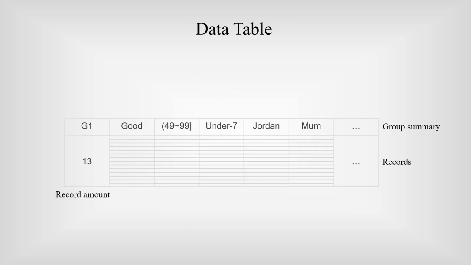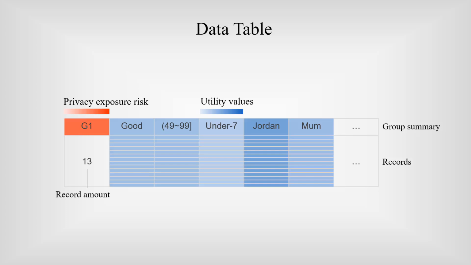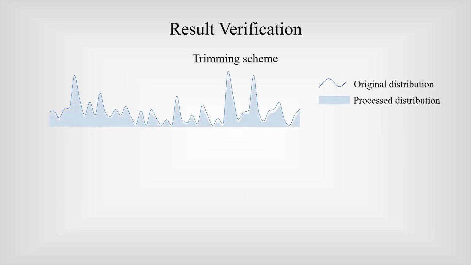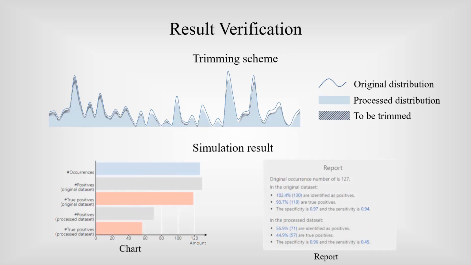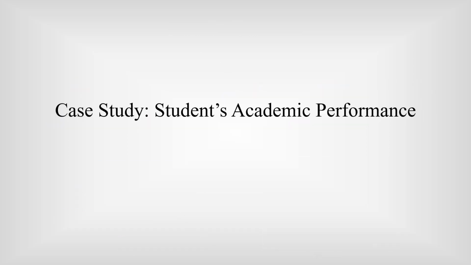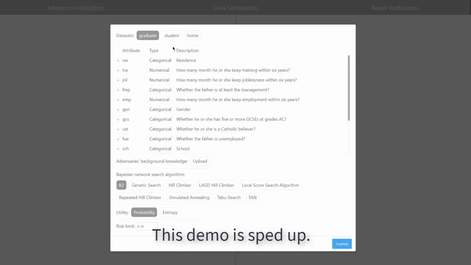In the data table view, we show the privacy exposure risk for each group. Groups with alternative solutions are highlighted by black triangles. States that need to be removed are covered by stripes. For result verification, the data trim view allows users to verify data distributions and evaluate the processed data's resistance to other simulated attacks. Let's show our system through a case study.